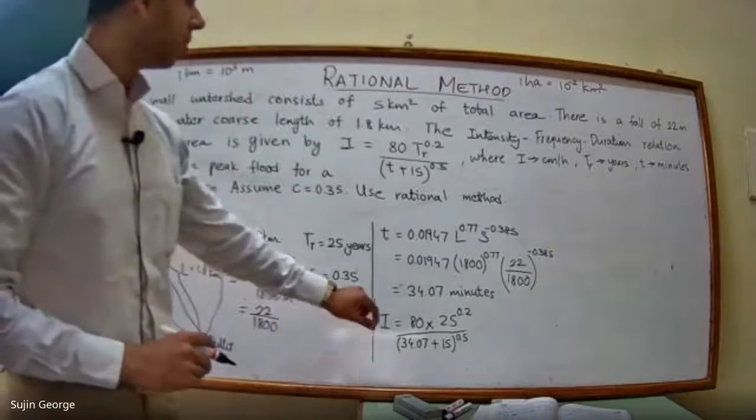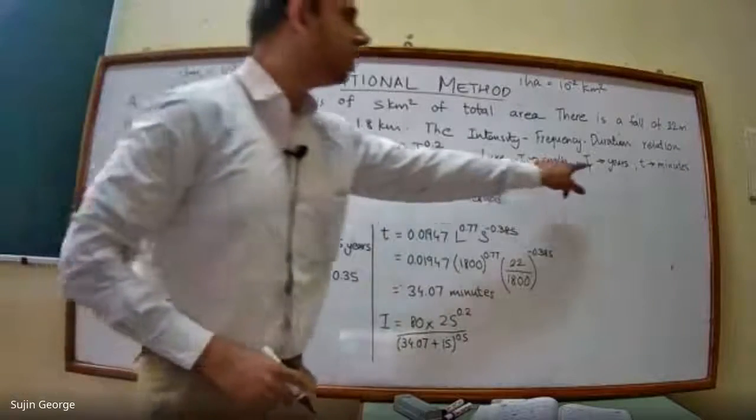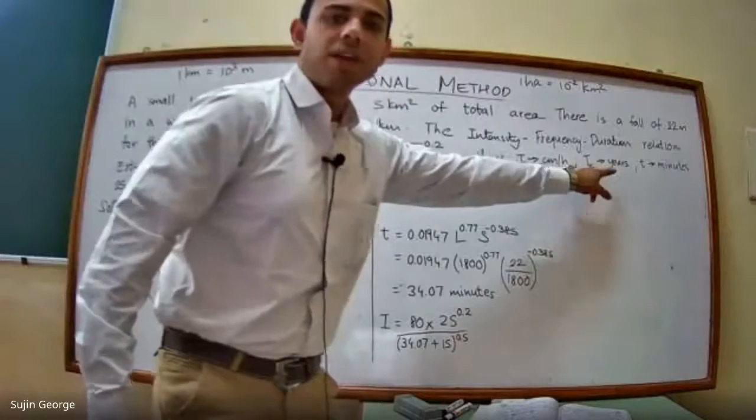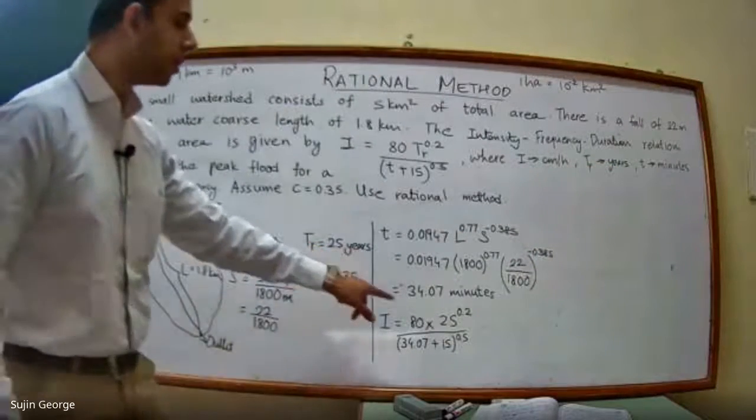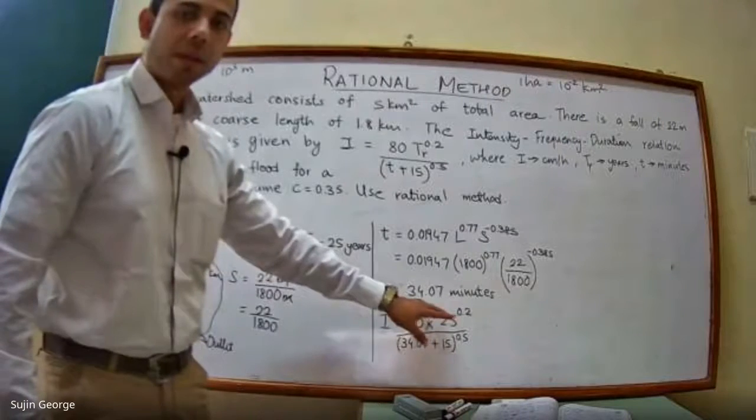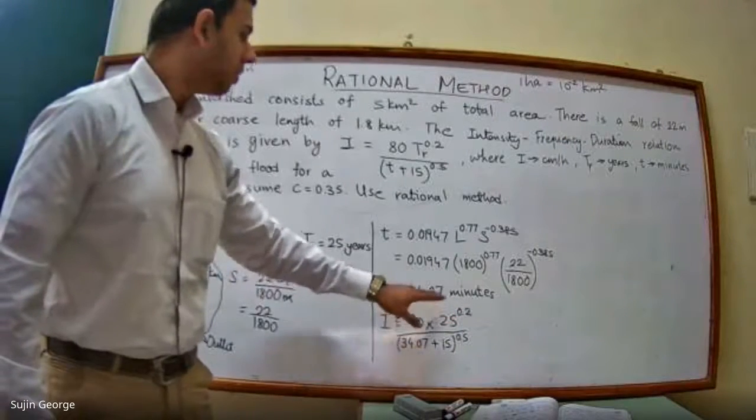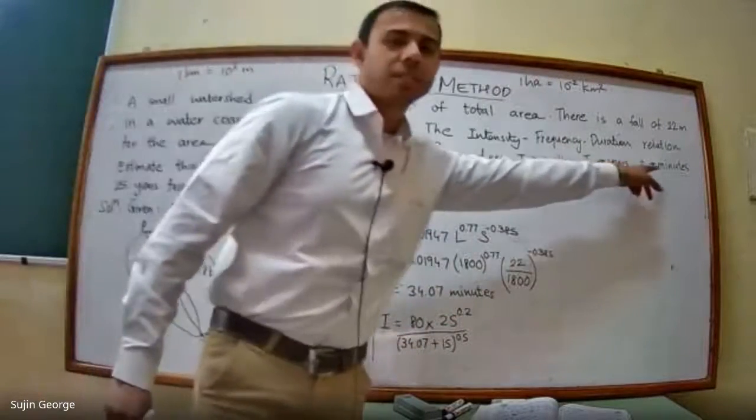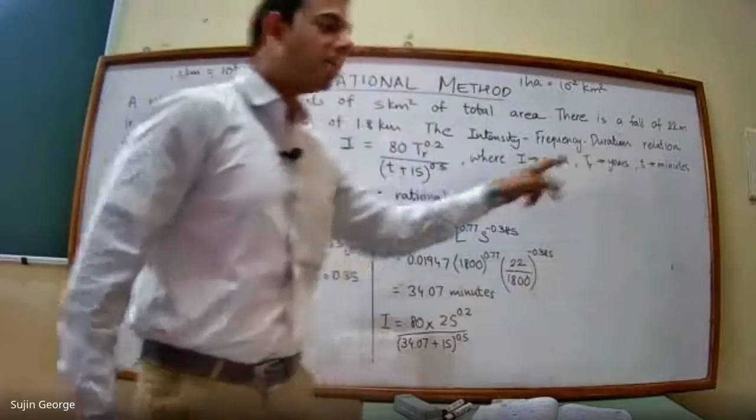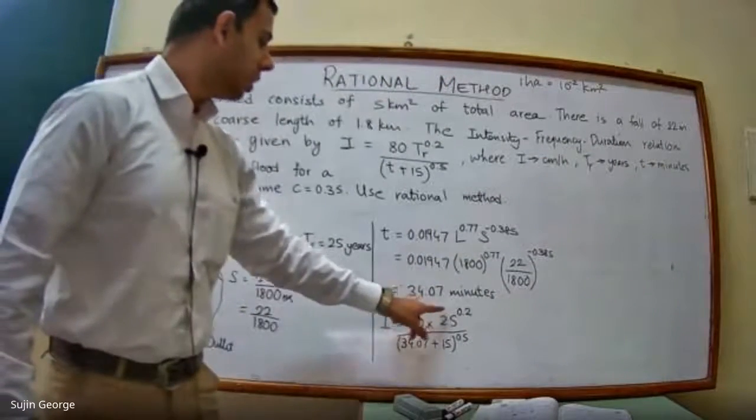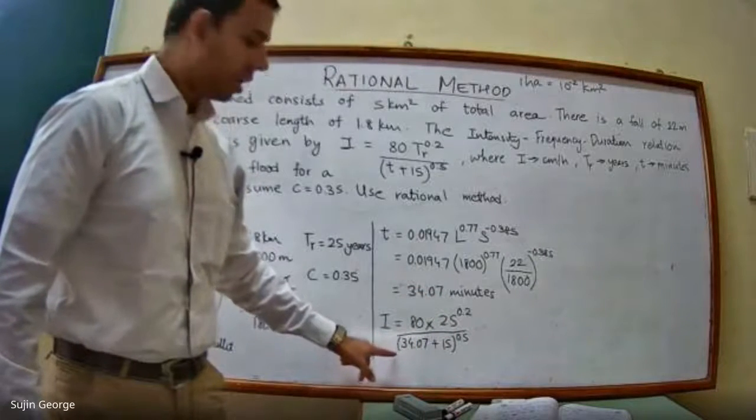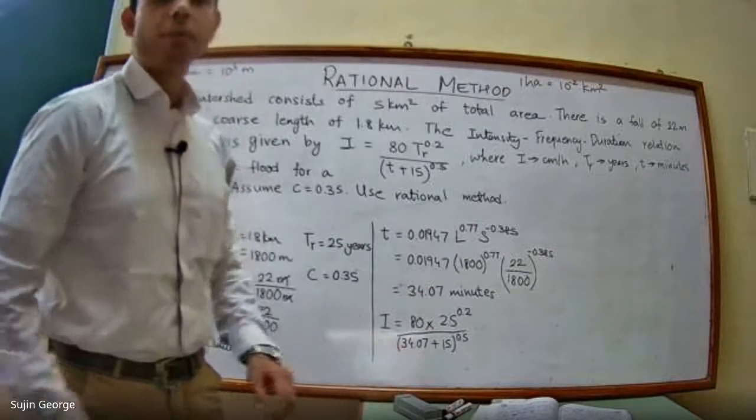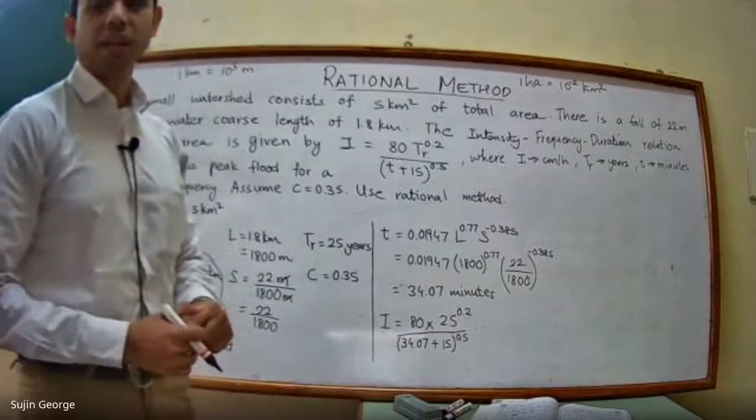Now you see here, this TR value is in years. Here also TR value is in years. So you have to substitute it in years only. And this t value is in minutes. Hence you have to substitute t value in minutes only. Here also you calculated the value of t in minutes. Hence you have to substitute 34.07 over here as well.